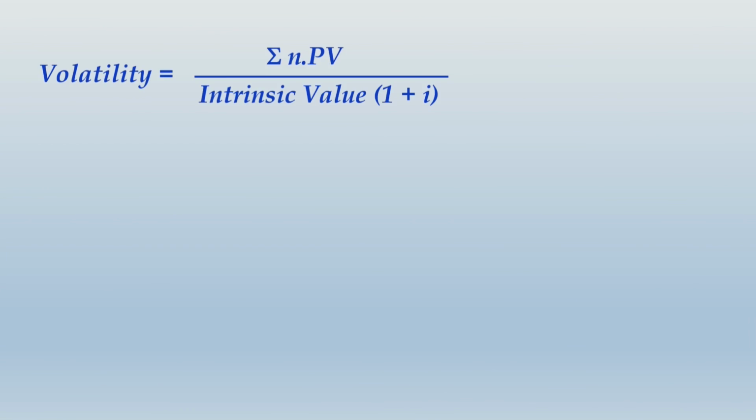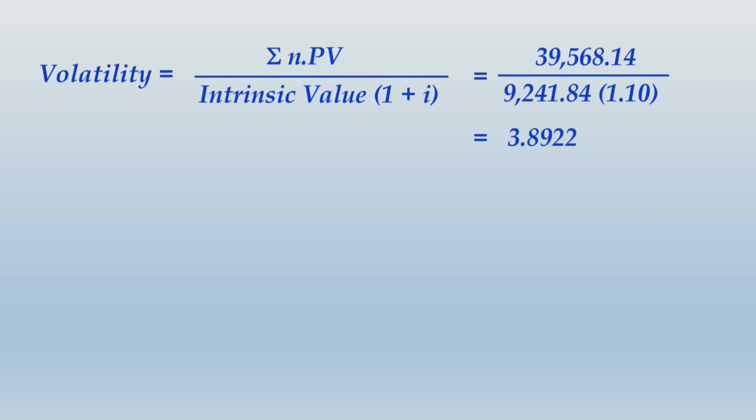That will be summation of N into PV divided by intrinsic value into 1 plus I in the denominator. So summation of N into PV we have obtained in the previous table, and intrinsic value is also obtained. Into 1 plus I will simply be 1.1 that gets multiplied in the denominator. That is intrinsic value into 1.1 will be the denominator. The numerator being summation of N into PV, and what you get as a result will be the volatility of the bond, that is 3.8922.